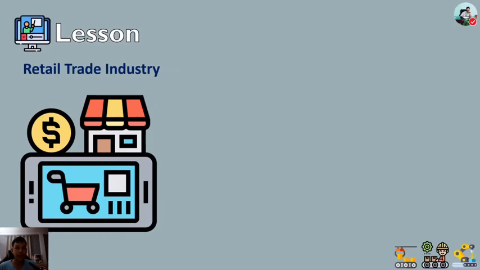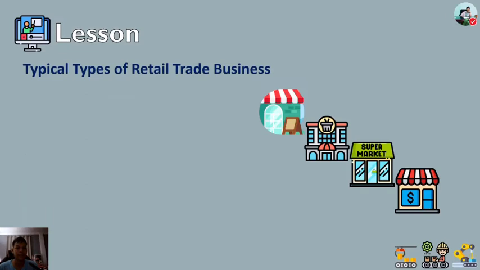And we also have the retail trade industry. Retail trade is the business activity associated with the sale of goods to the ultimate customer. So it links the manufacturers and the customers of the product. Typically, retailers sell goods in small quantities to consumers for personal use and not for resale or business use. So this is for the retail trade.